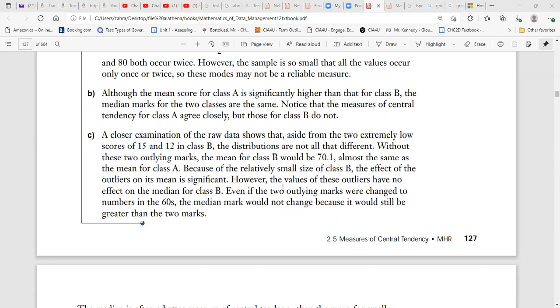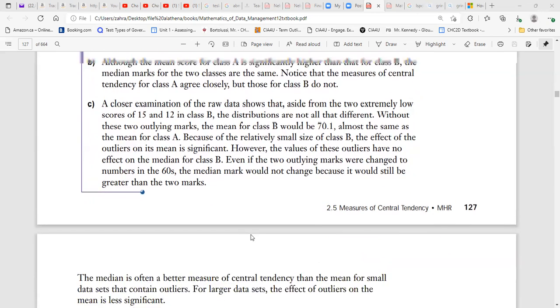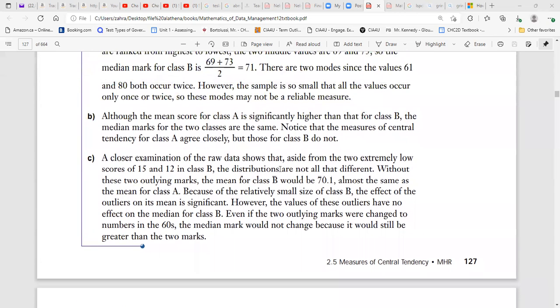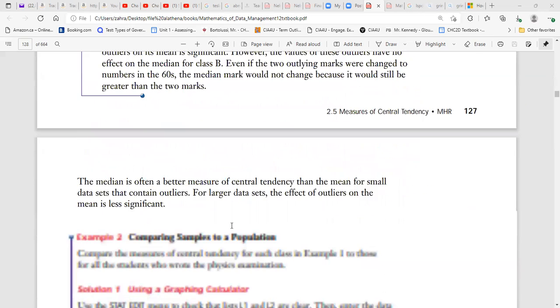However, the values of these outliers have no effect on the median for class B. Even if the two outlier marks were changed to numbers in the 60s, the median mark wouldn't change because it would still be greater than the 2 marks. So if you just remove 12 and 15, it will not change the median of the class. The mean is just 70.1, which should be close to the mean of class A.